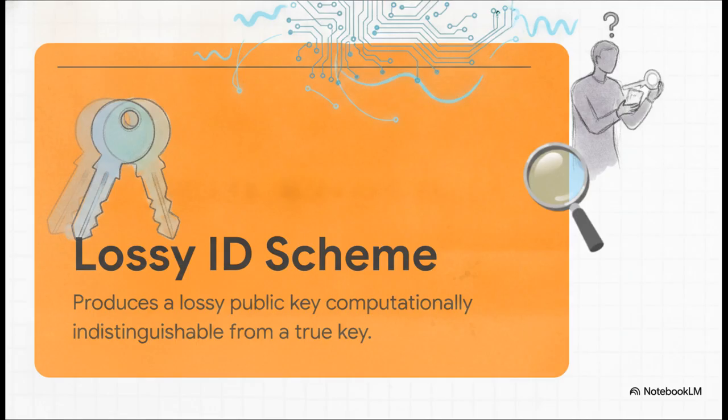A lossy scheme has an alternate key generator that creates a lossy public key. And to a computationally bounded quantum adversary, this lossy key looks absolutely 100% indistinguishable from a normal true public key. They literally cannot tell the difference at all.